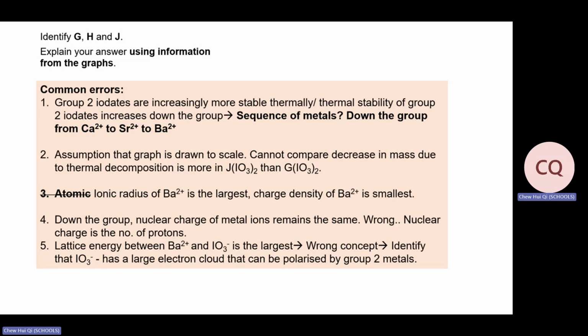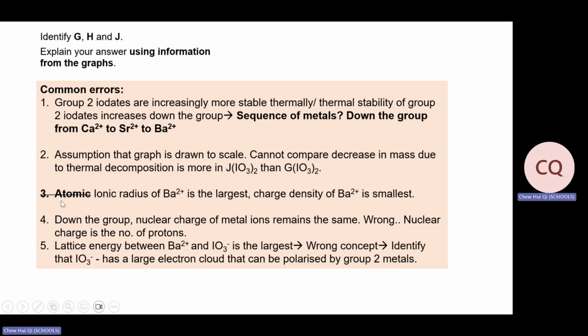Now, what are the common errors? A lot of y'all just use your theory and justify the entire thing. Why do you not get the tick? Because a lot of y'all just say that group 2 iodates are increasingly more stable. You didn't tell me the sequence of metals down the group. Down the group, you have to tell me the sequence of the metals. If not, it's a guessing game for me. That's the first point. Second point, like I mentioned, the assumption that the graph is drawn to scale is not true.